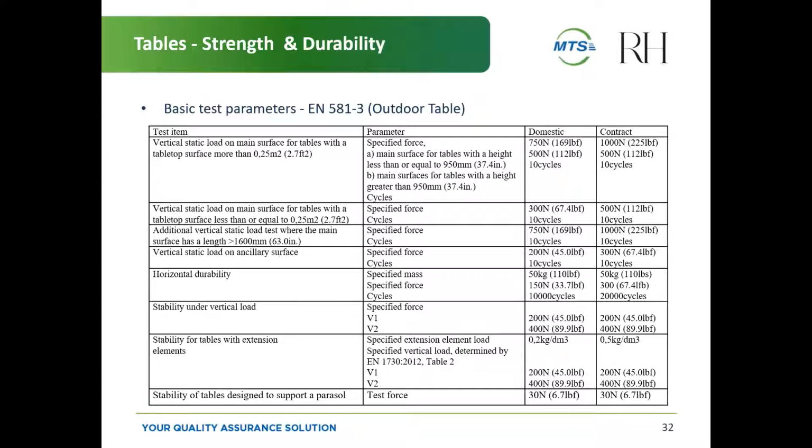And this is continued. Now this one is for the outdoor table. Again, the same type of information. Some of the test masses and cycles may be a little different, but we would check this. So depending on what the item is, we will apply the appropriate cycle and weights to it. Again, you see some, this one I believe goes up to about 20,000 cycles potentially for the horizontal durability.